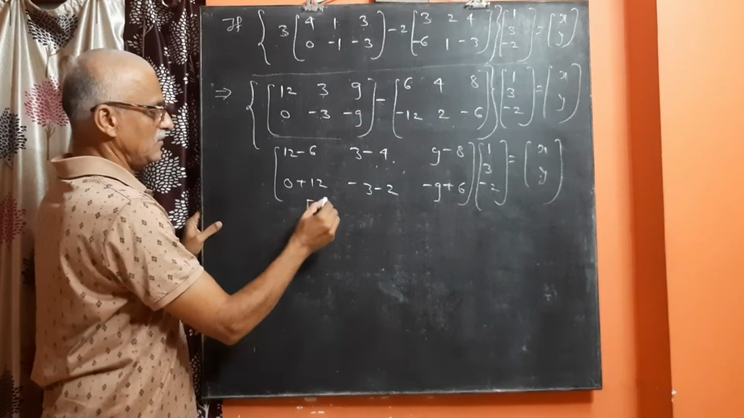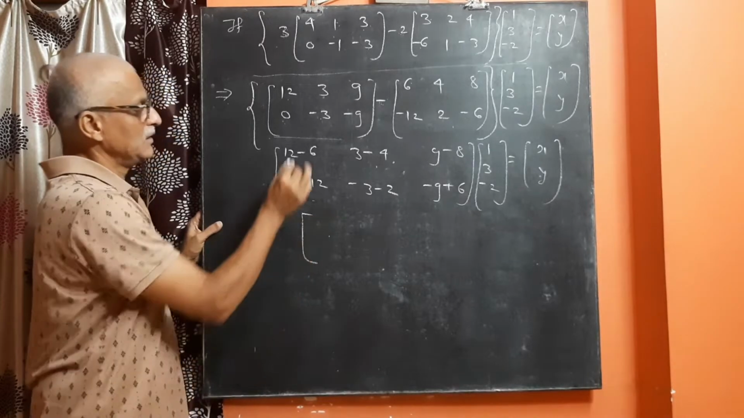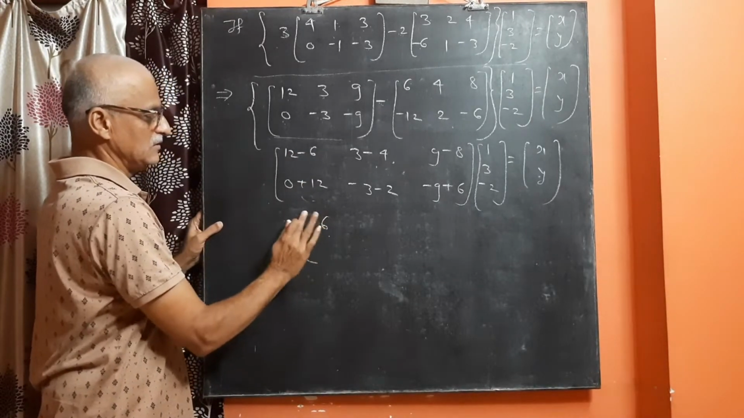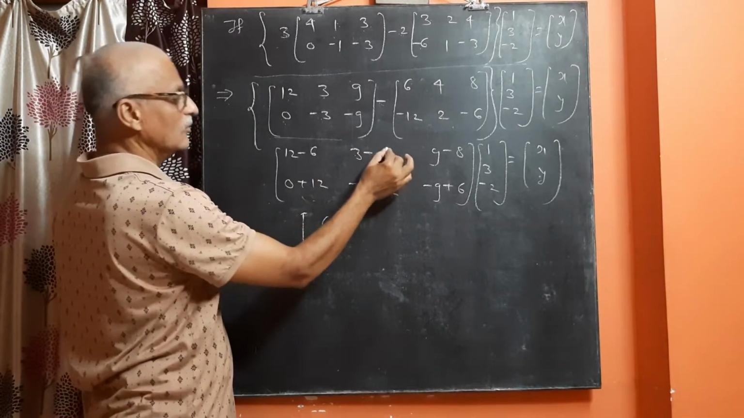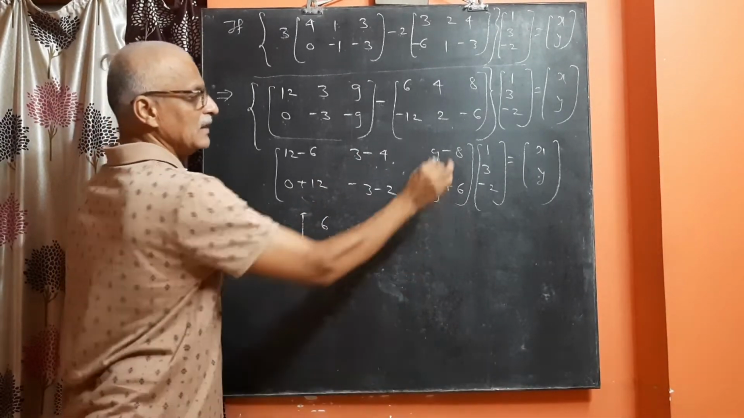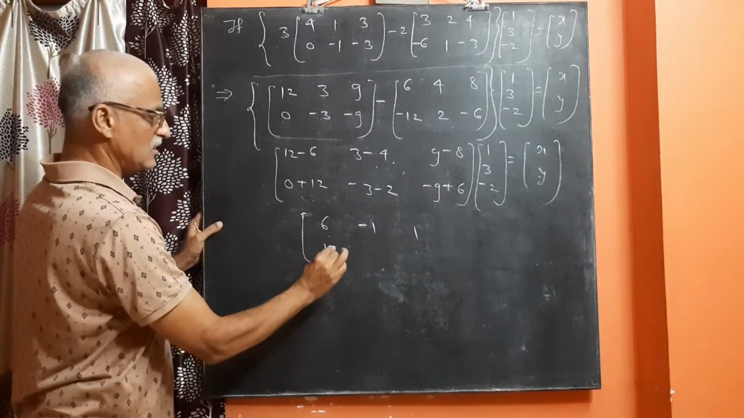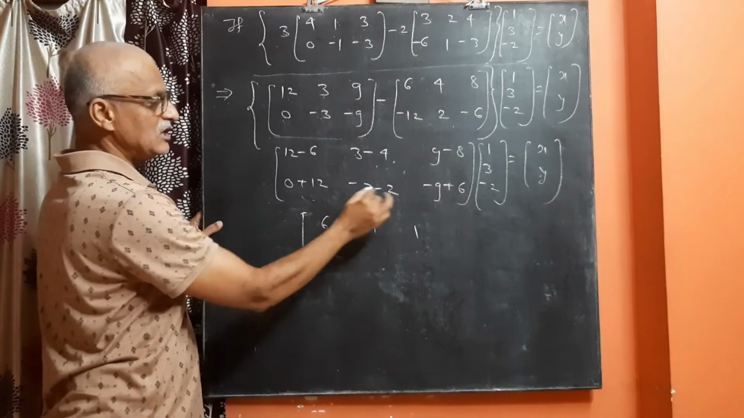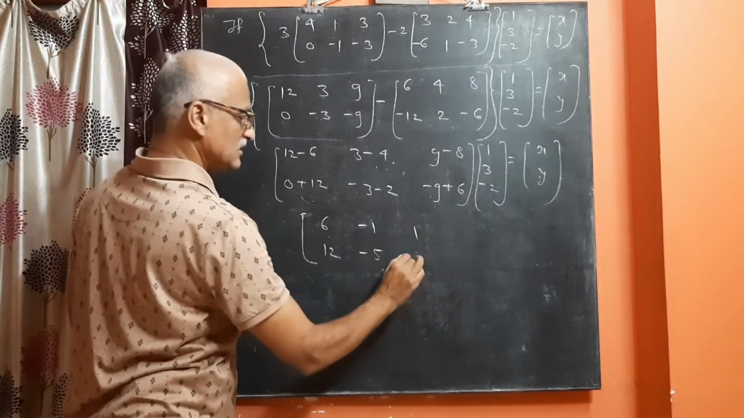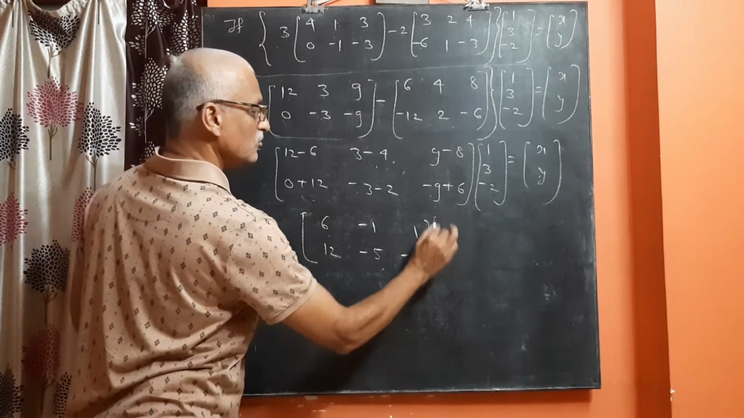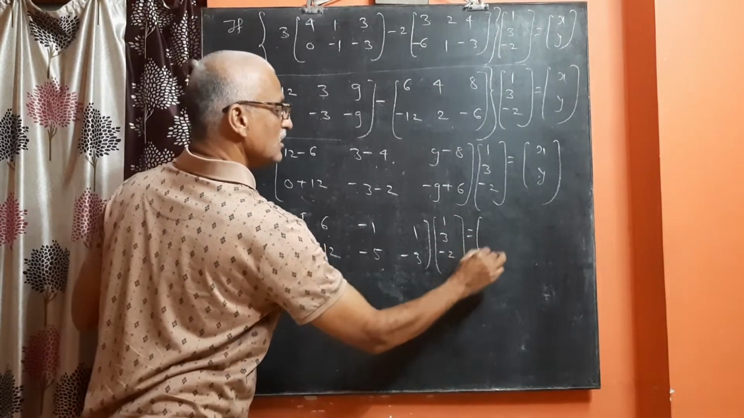We'll get 12 minus 6 equals to 6, 3 minus 4 that is minus 1, 9 minus 8 that is equals to 1, 0 plus 12 12, minus 3 minus 2 minus 5, minus 9 plus 6 minus 3 into 1 3 minus 2 is equals to x and y.